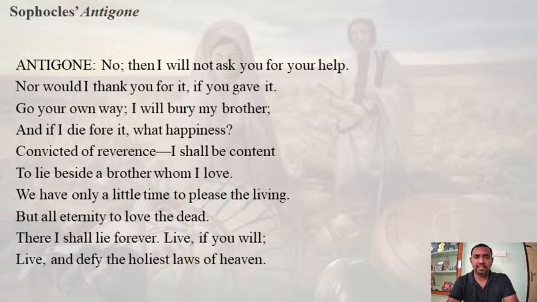So we understand that Antigone is determined. Even if Ismene doesn't give any help, Antigone is going to do the act. To lie beside a brother whom I love.